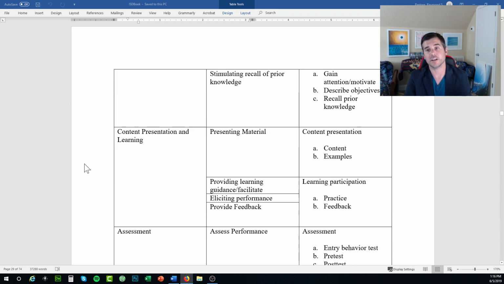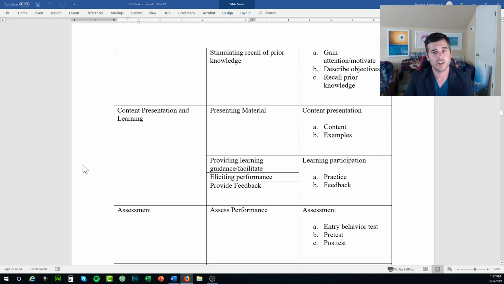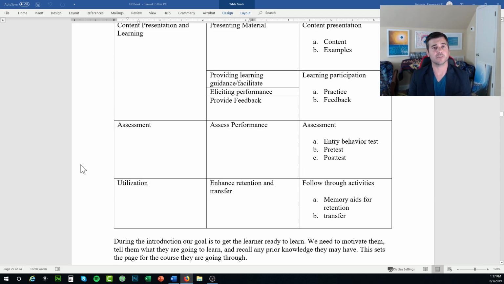You're going to have some kind of content presentation where you're using all these delivery strategies. You're going to have some kind of assessment where you're seeing if your training actually taught the learners anything. And then you're going to hopefully have them transfer the learning into something they're doing next. And that's a basic organizational strategy. That's how you start to organize an actual course around some kind of content that you have.